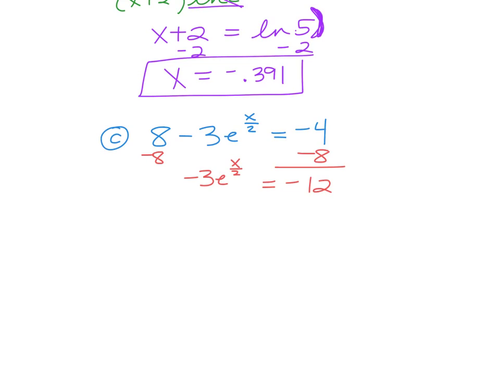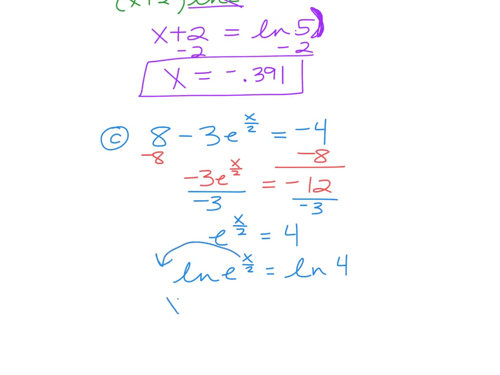Divide by negative 3. Right, now we're multiplying these two, so divide by negative 3. And you get e to the x over 2 equals 4. What do you do? Take the natural log of both sides. So it's going to be the natural log of e to the x over 2 equals the natural log of 4. Move that x over 2 out in front. So x over 2 times the natural log of e equals the natural log of 4.